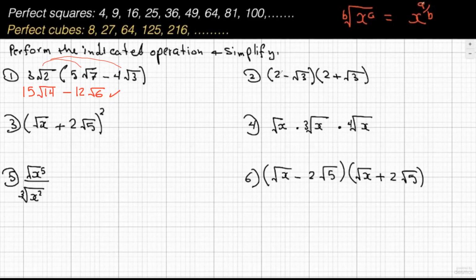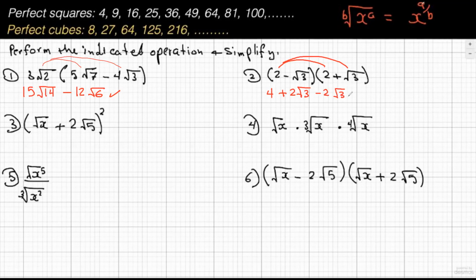Now, how about here? Here we have a binomial times a binomial, so we get a FOIL. We take the 2 multiplied here and here first. So 2 times 2 is 4, and 2 times positive root 3 is just going to be plus 2 root 3. Make sure you don't multiply the 2 into the 3, because that's irrational and this is rational. And then negative root 3 times 2 is going to be negative 2 root 3.